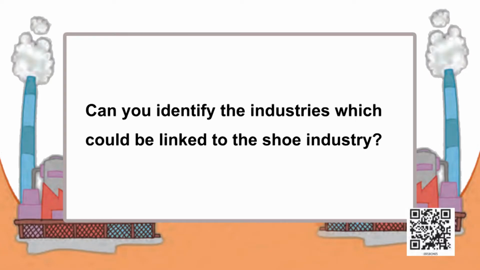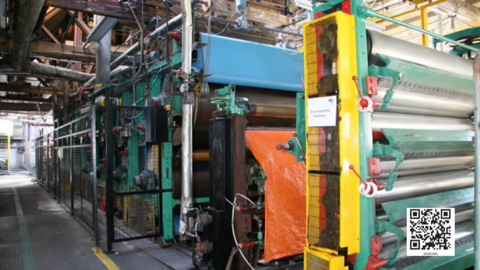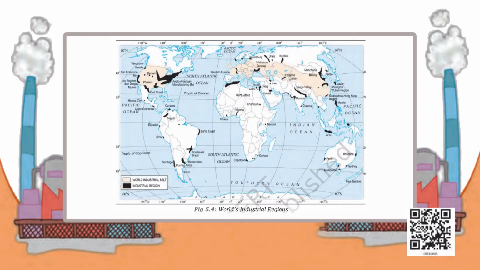Can you identify the industries that would be situated close to a shoe making industry? The paper that is the final product of the paper mill becomes the raw material for the book printing industry. Thus, several industrial regions are developed around the world where the finished product of one industry becomes the raw material for another industry. Look at this map.